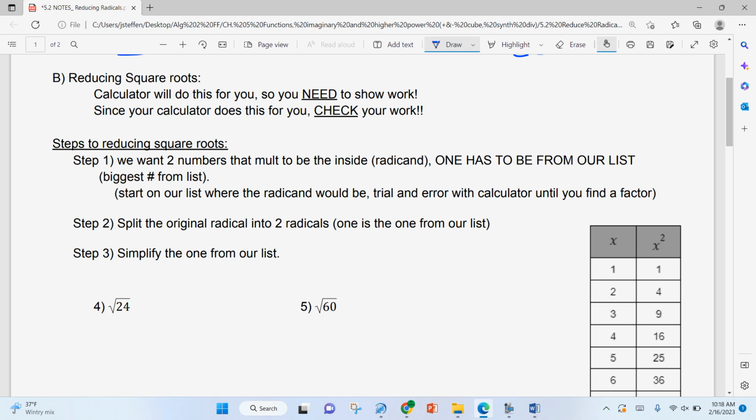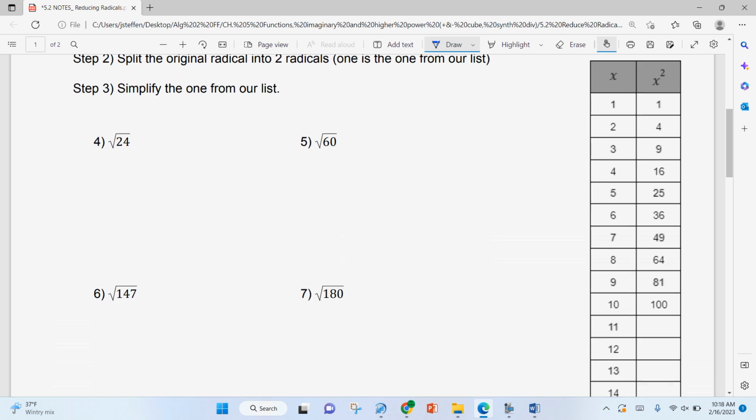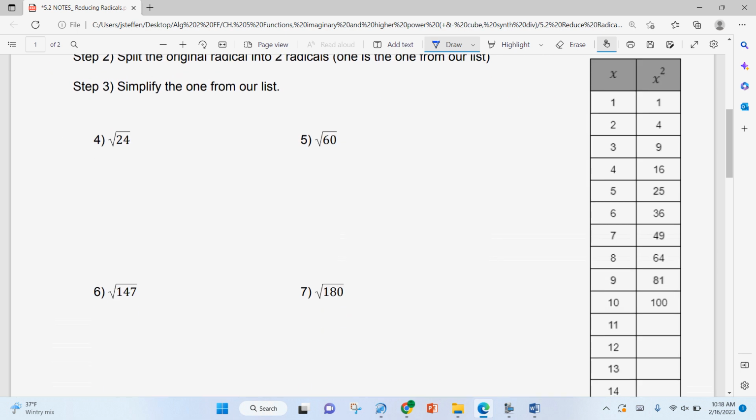So before we get started with this, I want to make sure you're familiar with this list. And I'll probably make this a little bit bigger. So this is your x, just 1 through, I think I went up to 15. This is your x squared. So 1 squared is 1, 2 squared is 4. I will probably add an extra column of x cubed for another lesson we're going to do next week. But I will give you that on a test. Now, I didn't finish this. I stopped at 10.